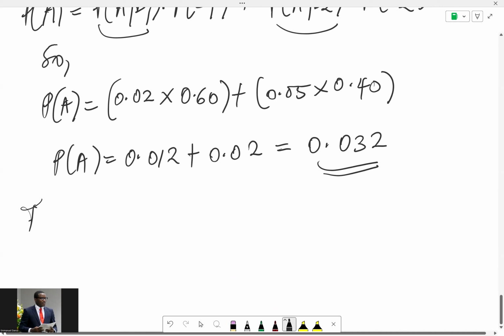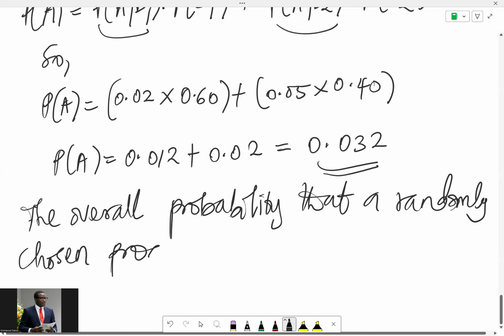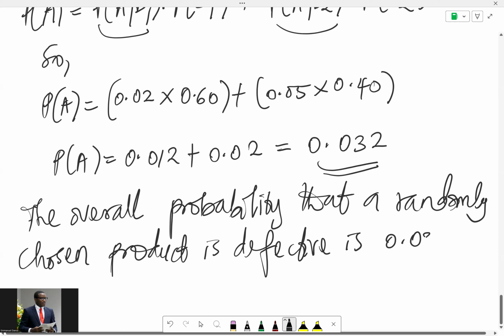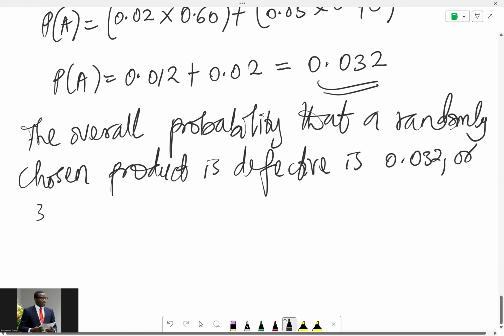So we can say the overall probability that a randomly chosen product is defective is 0.032, or, if you multiply that by 100, that is 3.2%, or if you like, that's 32 per thousand. I believe that's how per thousand is written.